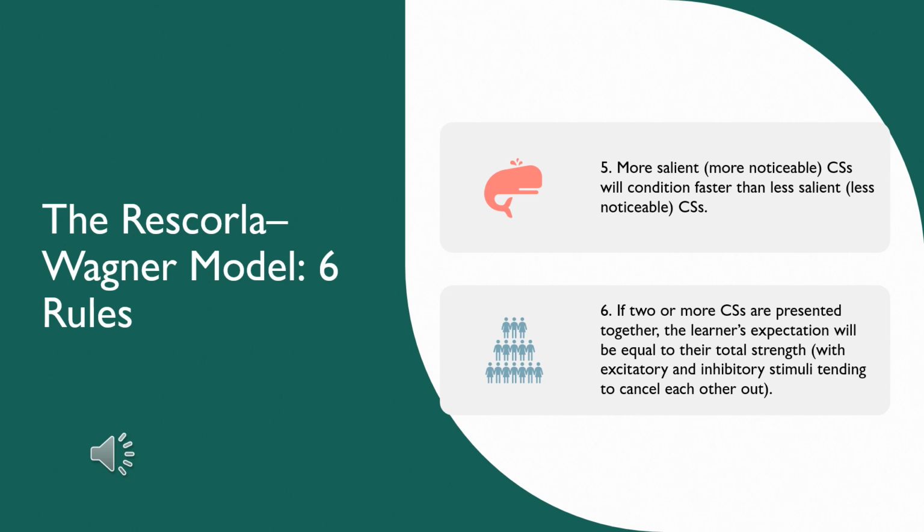The total associative strength of all stimuli is limited. The model assumes that there is, that's number 6, I'm sorry, I kind of jumped right into that, but so the number 6, the total associative strength of all stimuli is limited.